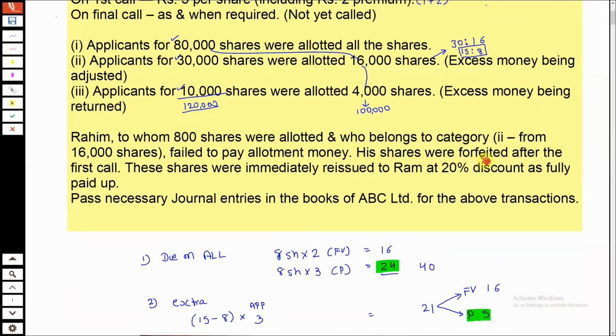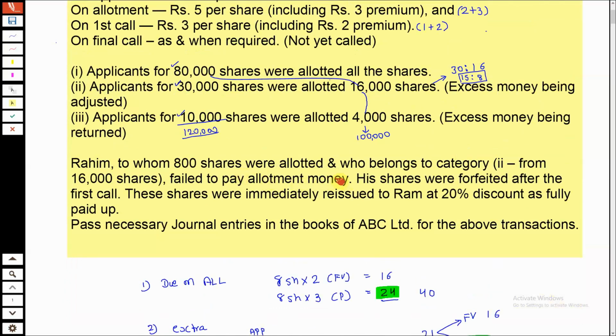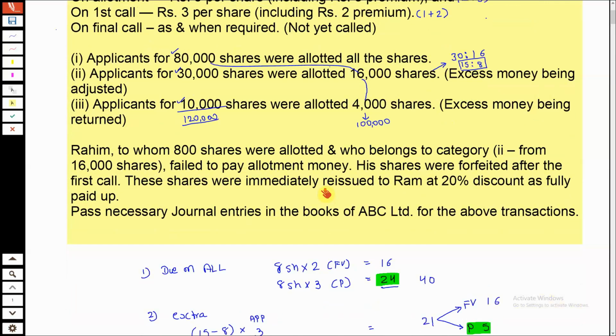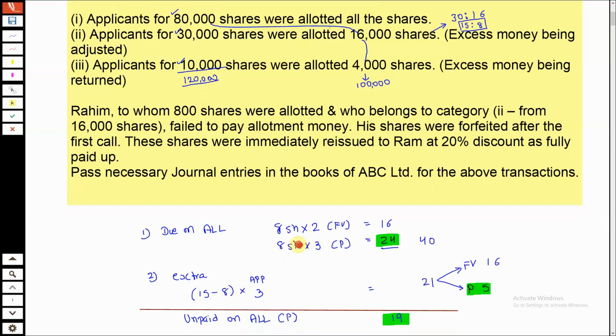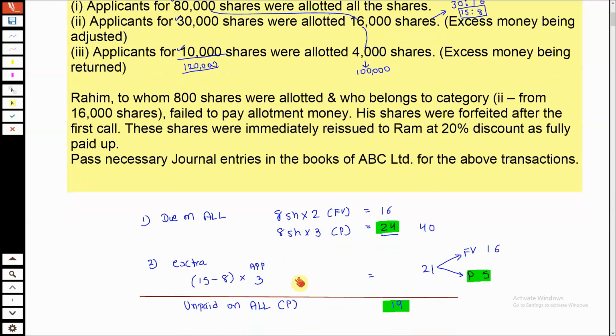His shares were forfeited after the first call. So we are right now concerned with कि उसने अलॉटमेंट के पैसे नहीं भरे हैं. ओके, सो चलो उसकी हम रहीम भाई की वर्किंग बनाते हैं. नाउ ऑलरेडी देखिए मैंने 8 शेयर्स के लिए वर्किंग बना ली थी. ओके, अगर किसी के पास 8 शेयर्स है तो इट मीन्स सेट कि उसके 19 रुपीज़ अनपेड है.